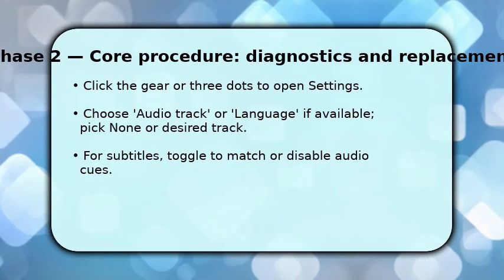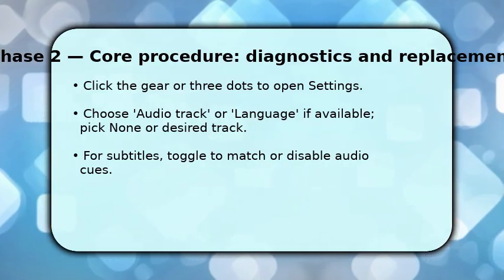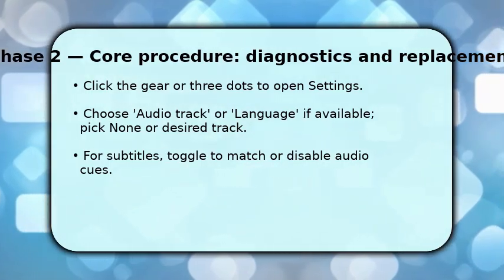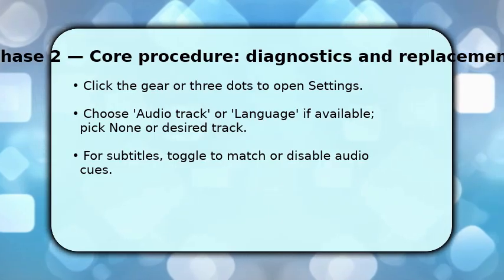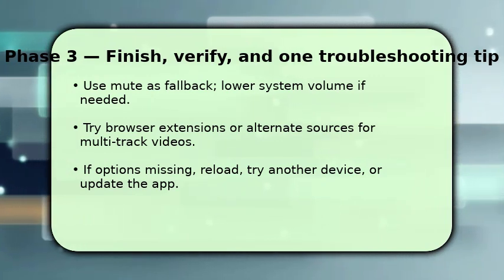If only English audio exists, switch on auto-generated subtitles and mute the player instead. This preserves video visuals while removing spoken English. Make sure to confirm your choice. If the player lacks an alternate audio track, mute is your practical fallback. Press the speaker icon or use your system volume keys.